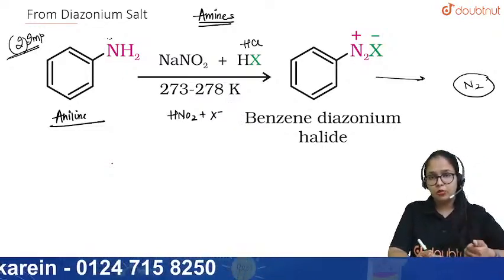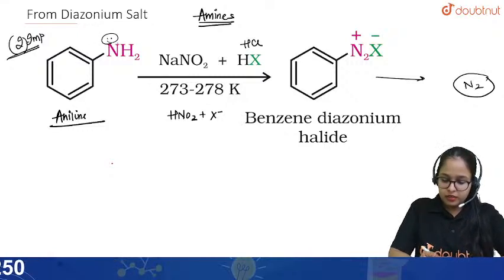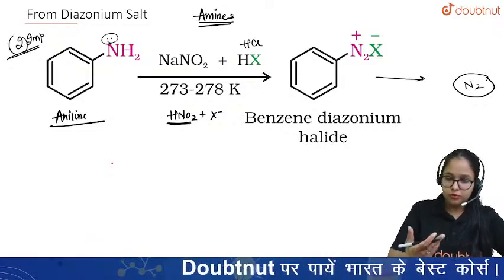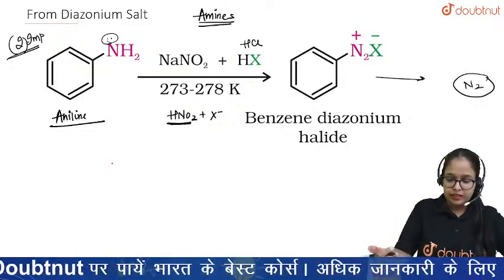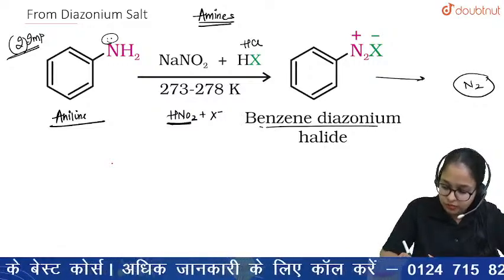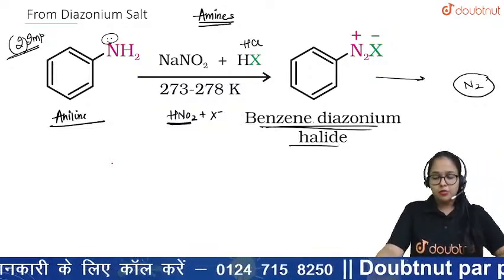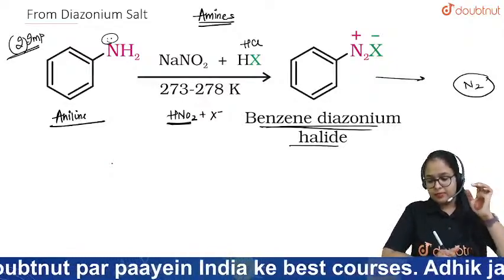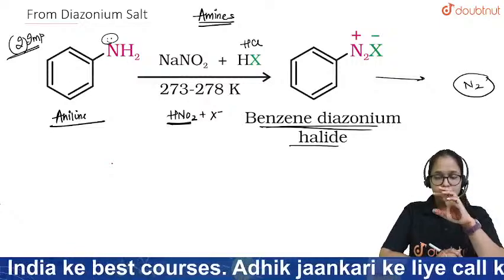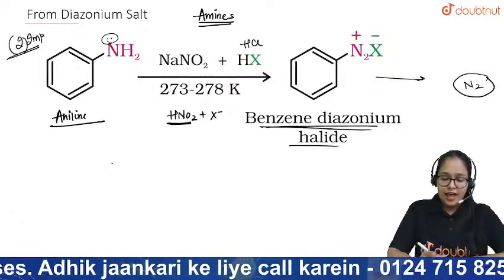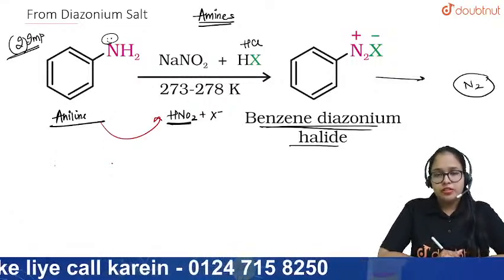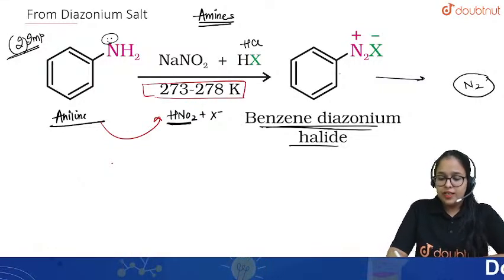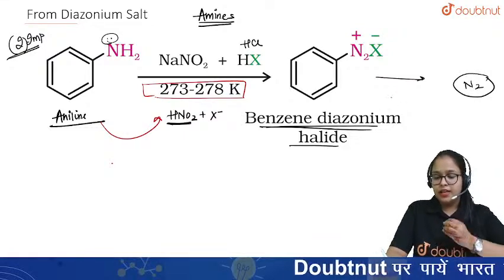NH2 has a lone pair, nitrogen has a lone pair. It takes the H positive ions from HNO2, protonates itself and undergoes a certain mechanism to form benzene diazonium halides. We will not discuss the mechanism, it is quite large and it is not useful in class 12 boards, so we won't discuss the mechanism of formation of benzene diazonium, but we'll learn that aniline when reacted with NaNO2 in presence of HX at 273 Kelvin to 278 Kelvin, we get benzene diazonium halide.